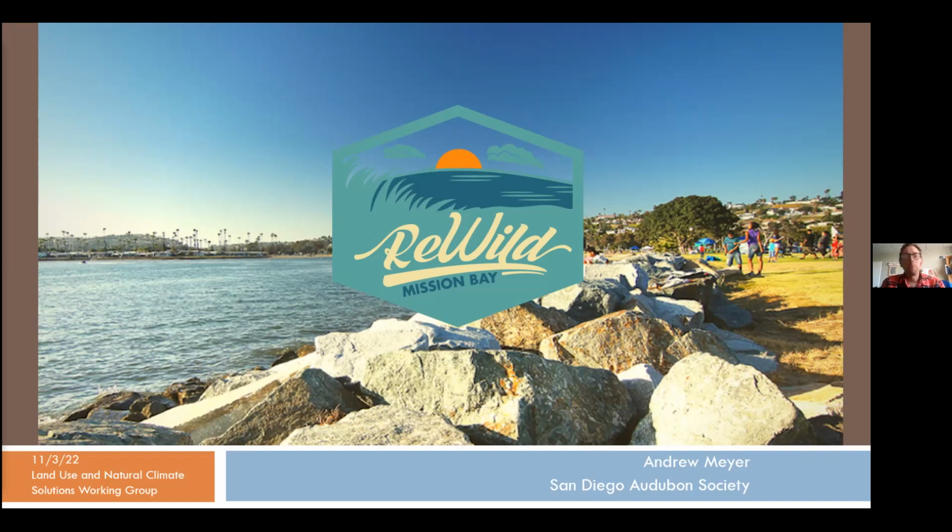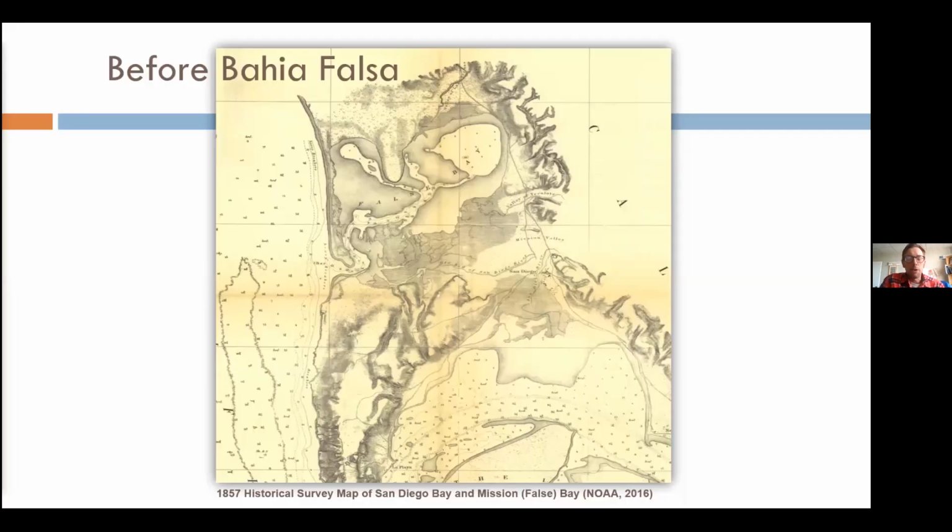So the Rewild Mission Bay project, long story short, is a wetland restoration project in the northeast corner of Mission Bay. If you'll go to the next slide, the San Diego Audubon Society is a nonprofit group that's been focusing on the birds in particular in Mission Bay for decades. We started this Rewild Mission Bay feasibility study about a decade ago and have been working towards the research, the advocacy, the understanding and the planning that would go into wetland restoration.